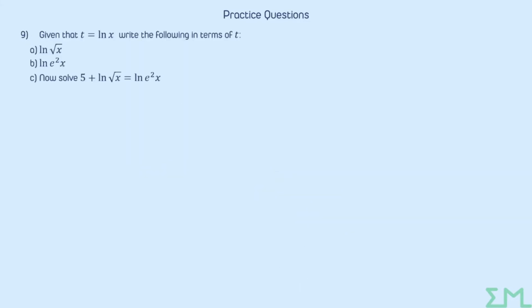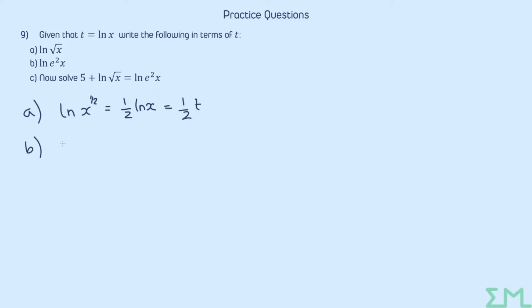Okay, next one. Keep it moving. Given that t equals ln x, write the following in terms of t. A, ln of root x. We're getting pretty good at this now, so we know that this can be written as ln of x to the half, which is a half ln x, which is just a half t.